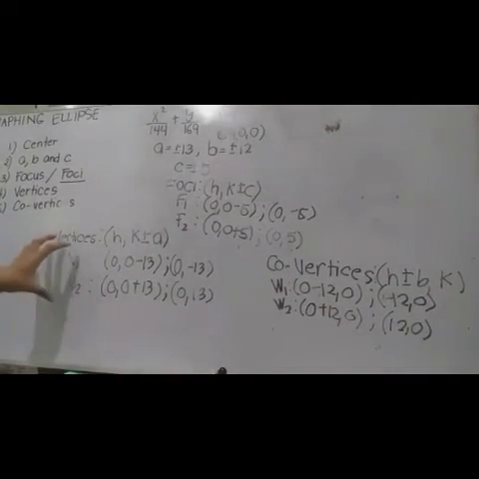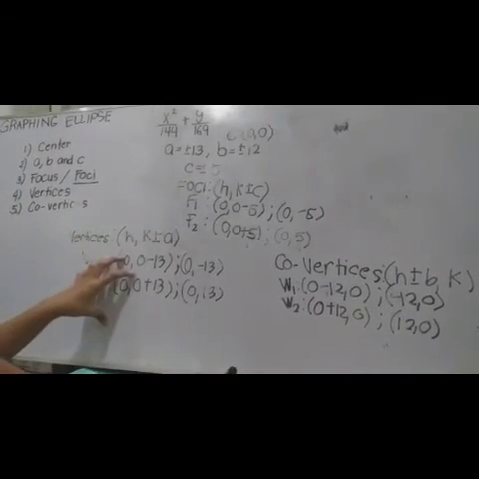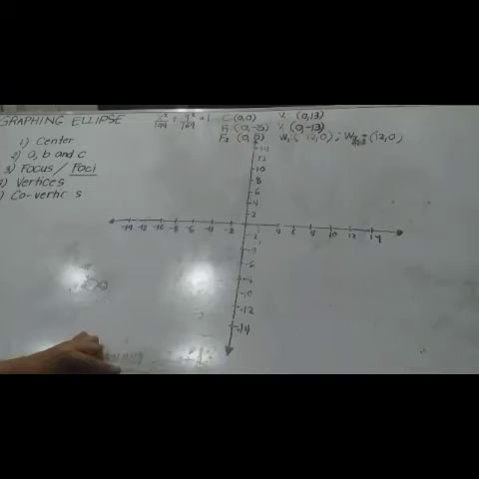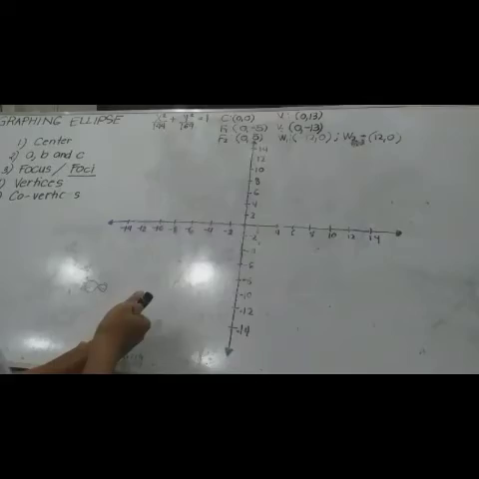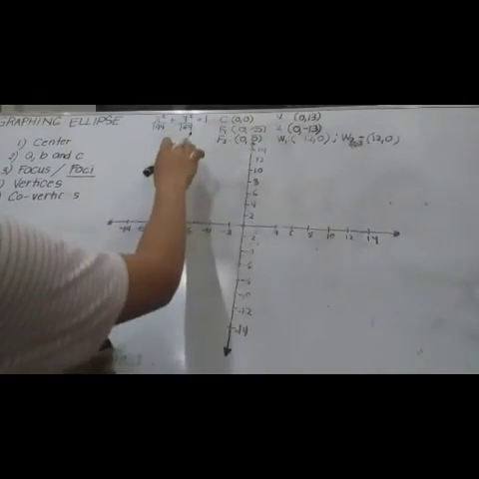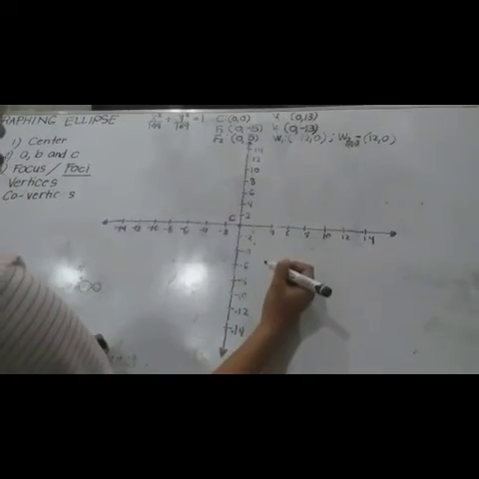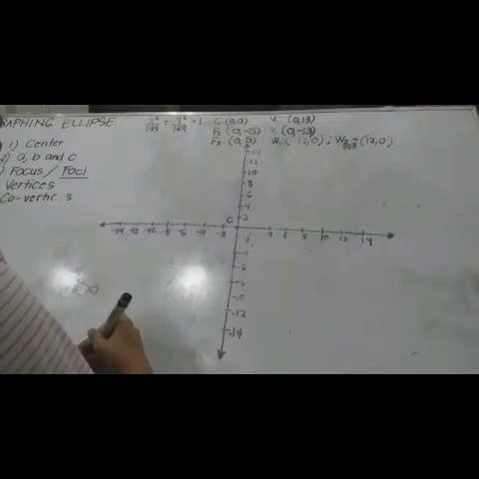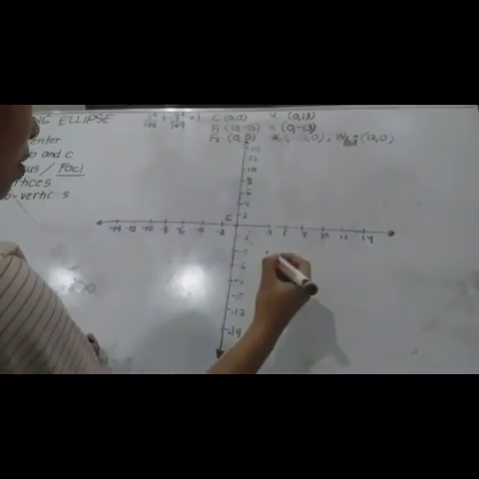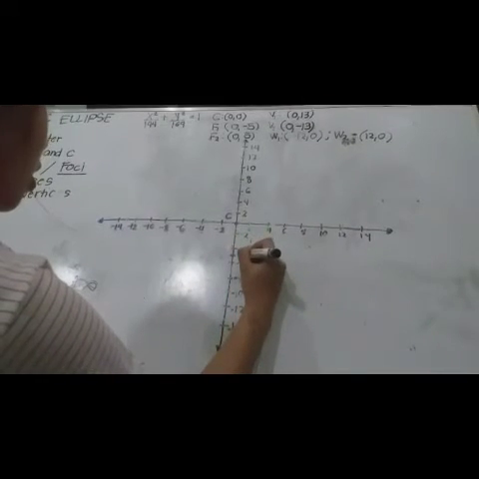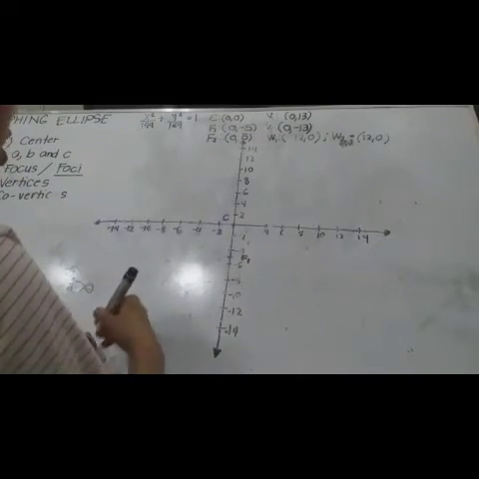Since we already have the values, let's now move on to the graphing part. All we need to do now is graph. Our center is 0, 0, so here, this is our center. Our first focus is 0, negative 5. Here, this is our first focus. And the second focus is 0, 5.